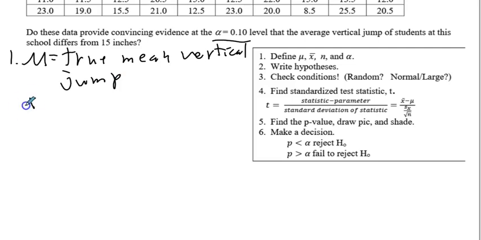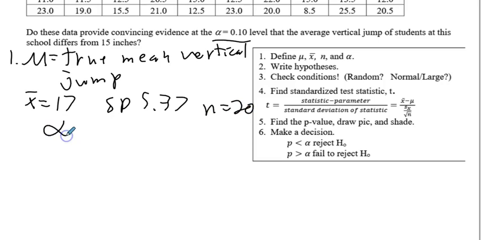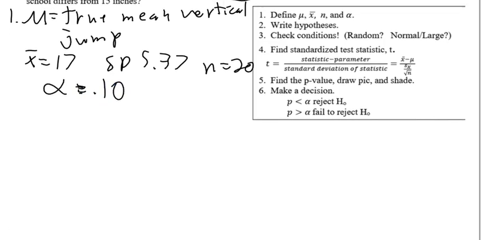From our calculator, we write our X bar, which was 17. We write our standard deviation just to have it, which was 5.37. Another good reason to have it written down. We have our n is 20, and our alpha was given to us at 0.10. We're done with 1. We're ready to move on to 2.